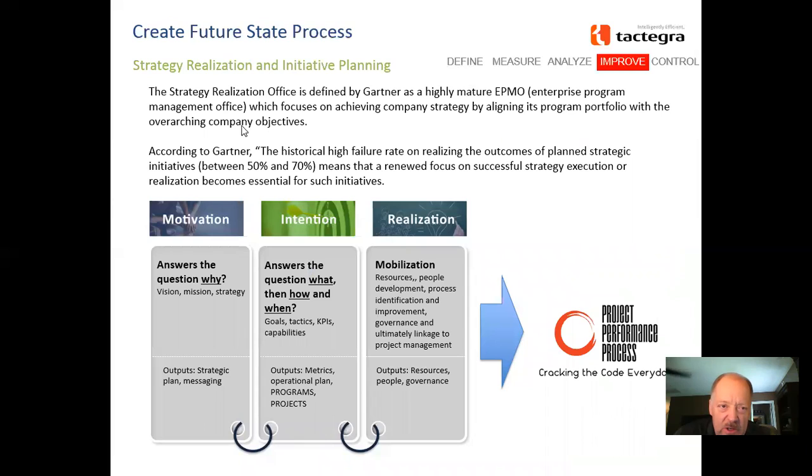And this is our strategy realization and initiative planning process. Again, many times organizations may even have a PMO, but they don't really have a process that converts strategy into projects and execution. So we have a tool that we use. We take organizations through this process that ultimately leads to this 3P, or this project performance process.